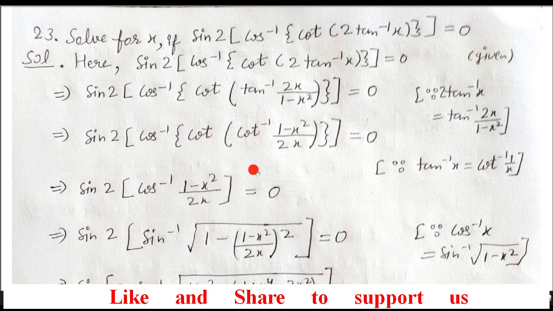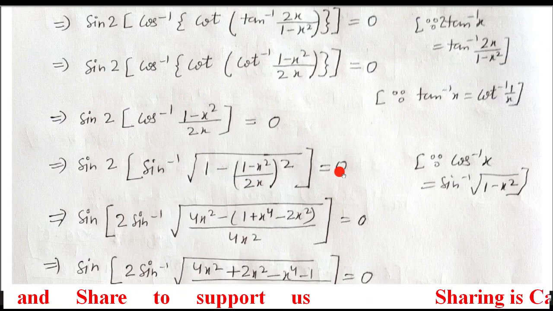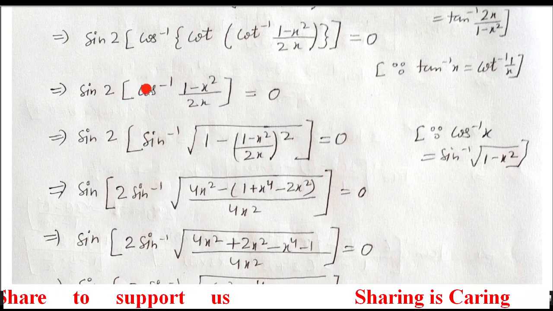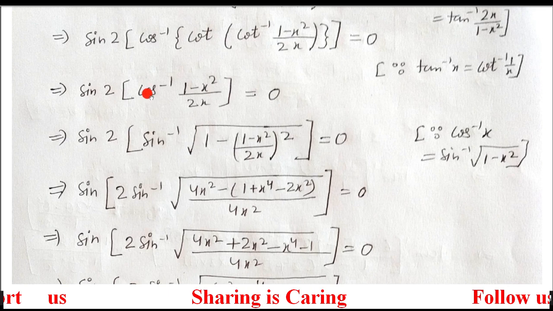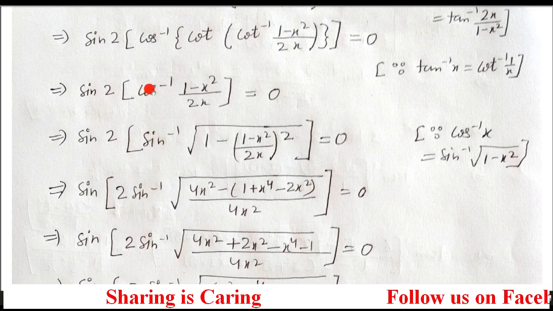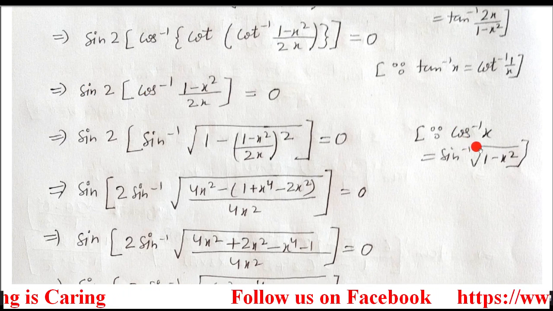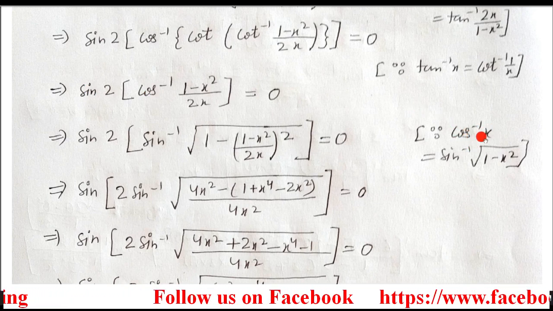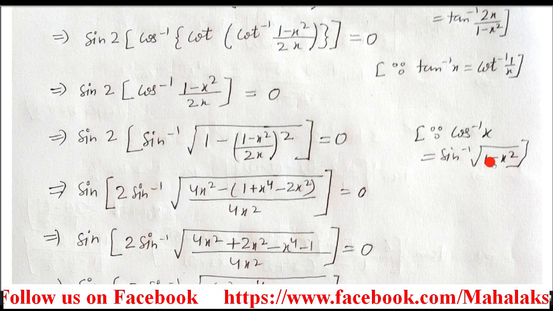Only the big bracket is there, so write down big bracket equal to 0. Now in the next step, here we have cos inverse, but outside what we have? Sin. So the conclusion is that cos inverse we have to bring in the form of sin. That's why we used this formula: cos inverse x is equal to sin inverse root 1 minus x square.